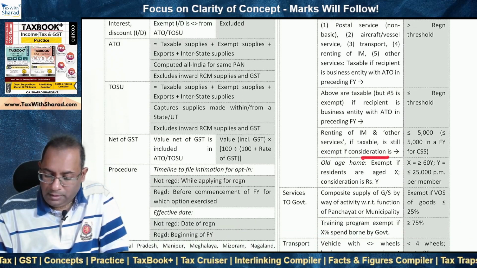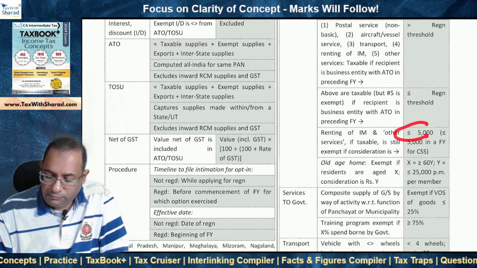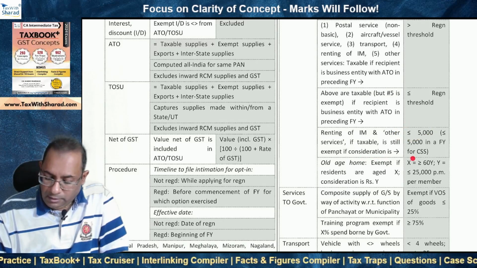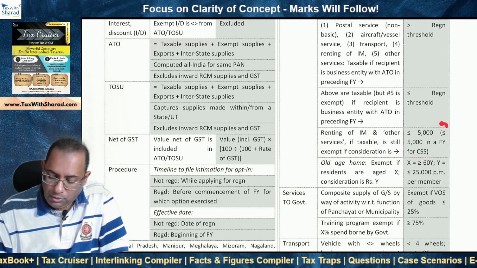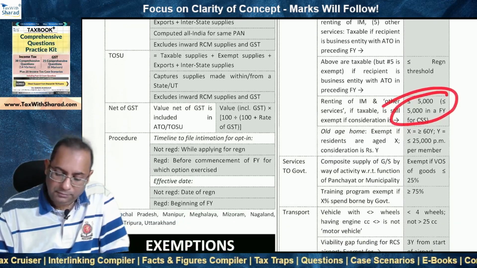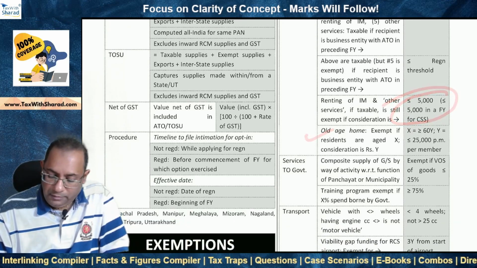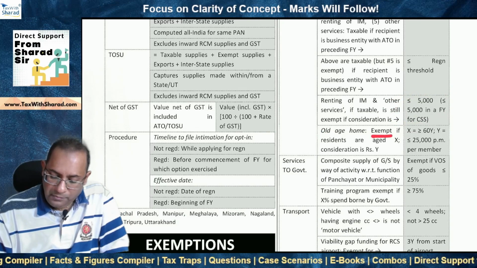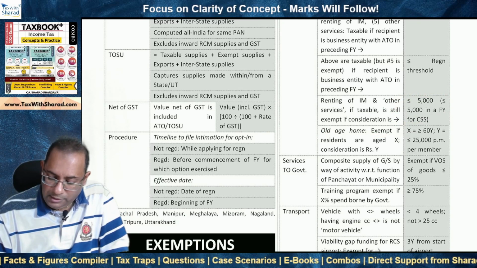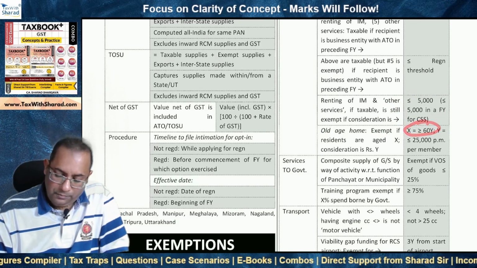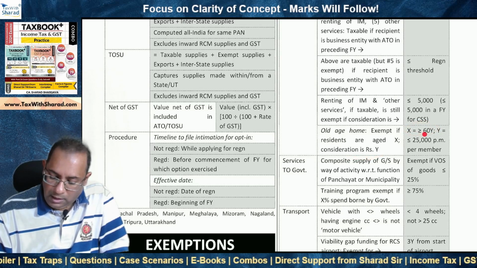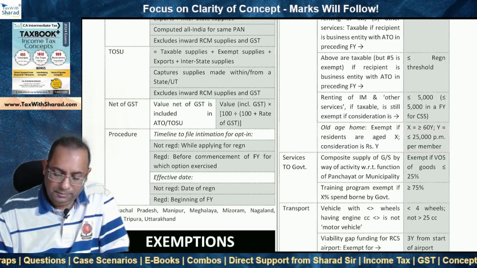That is where the consideration is up to rupees 5,000, or in case of continuous supply of services up to rupees 5,000 in a financial year. In case of old age home service provided by the government, it is exempt if the residents are aged 60 years or more, and the consideration is up to 25,000 per month per member.